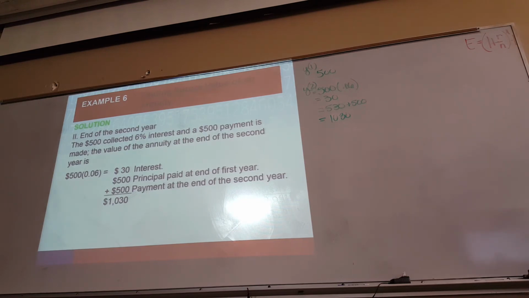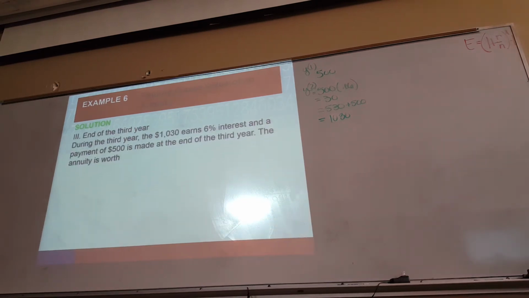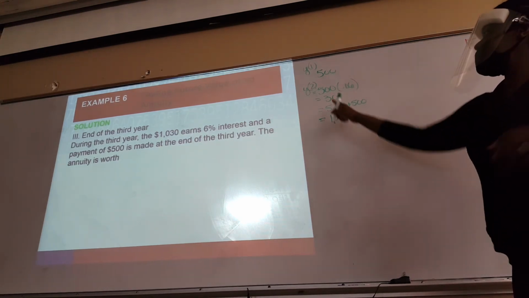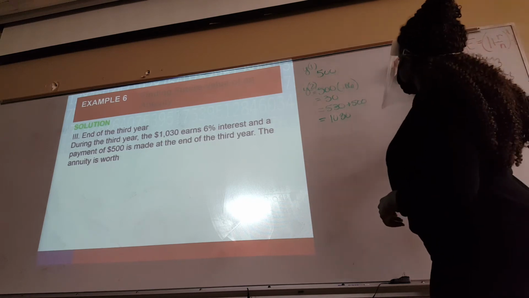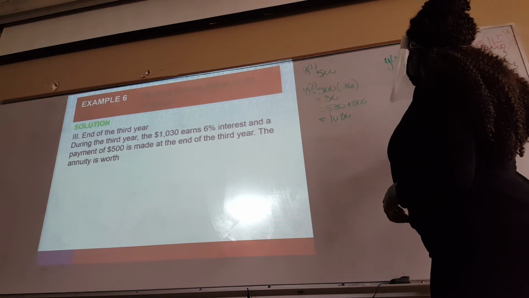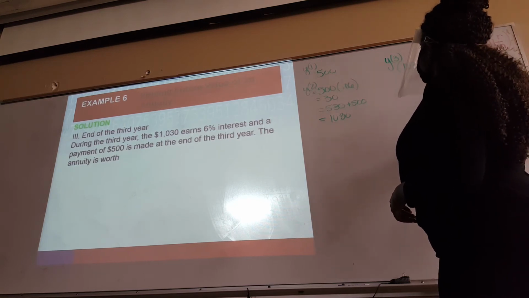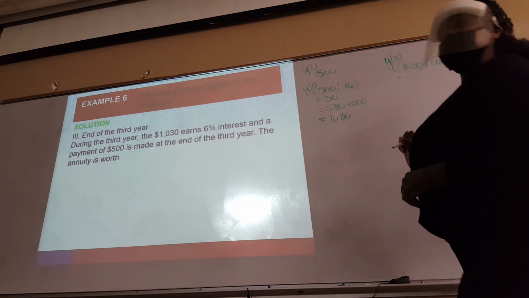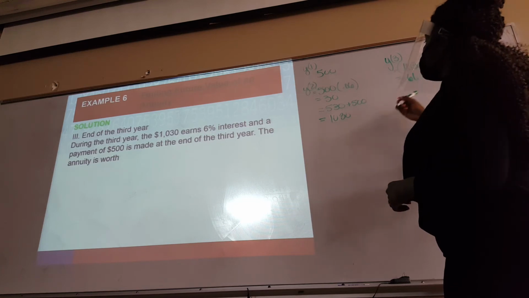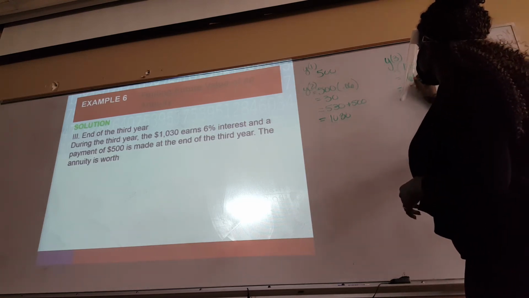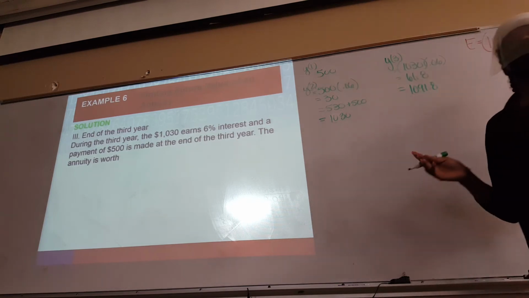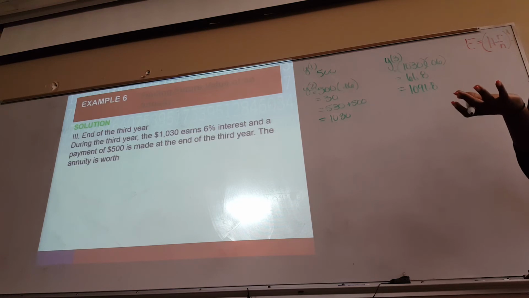So now at the end of year 3, same situation. We're going to take what we already have in for year 1 and year 2 plus the interest, which is the 1,030. Multiply it by 0.06. May I get that, please? 61.8. Thank you. And now we still have to add that to the 1,030. $1,091.80. And we still have to pay that last year's annuity price, which is 500.